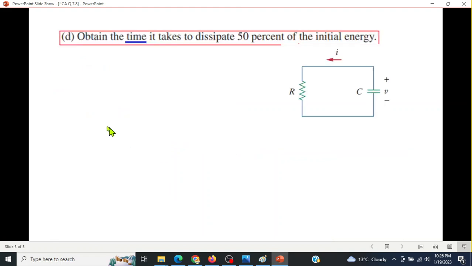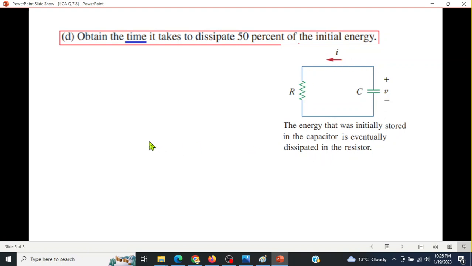Part C done. Now part D: obtain the time it takes to dissipate 50% of the initial energy. So the capacitor is charged, now it is dissipating through the resistor, and we need to find the point in time when it dissipates 50% of its energy. Okay, now keep in mind the energy that was initially stored in the capacitor is eventually dissipated in the resistor. So this was the energy we had calculated, 250. Now 50% of that means 250 divided by 2, that is 125 millijoules.